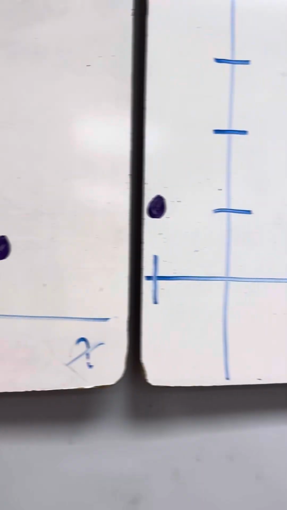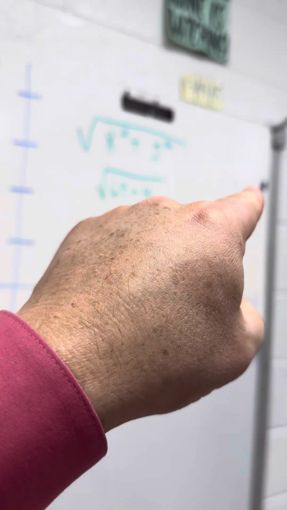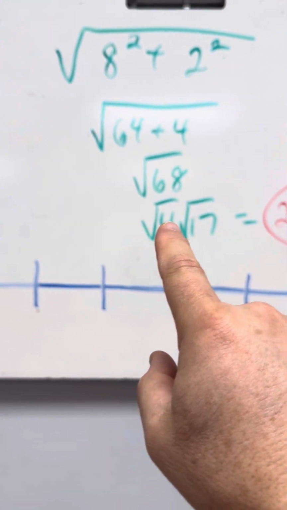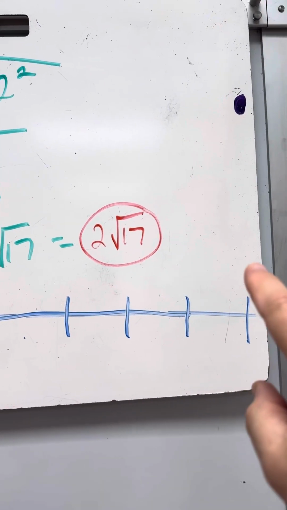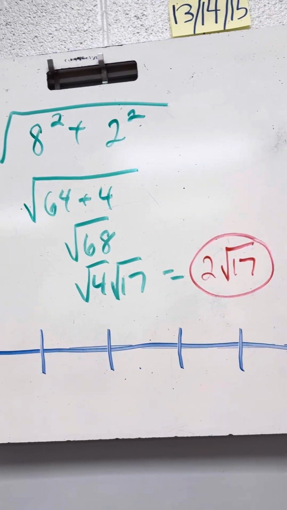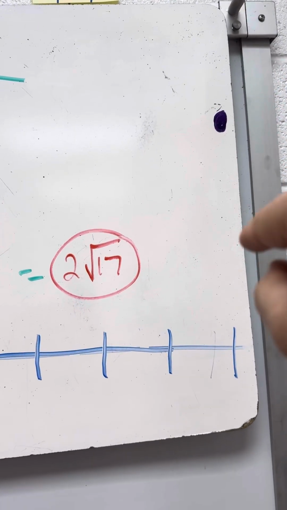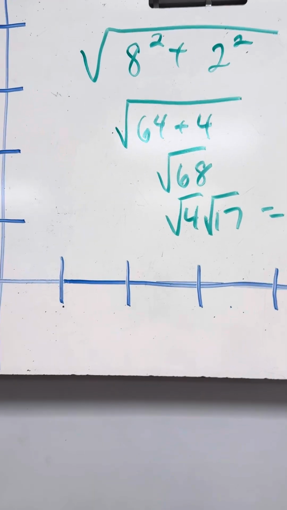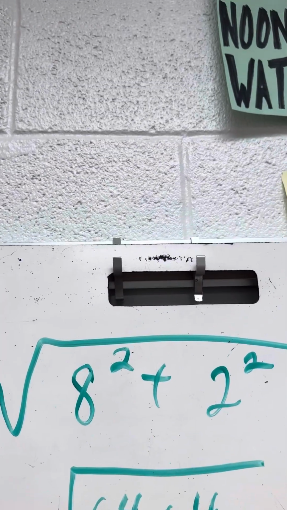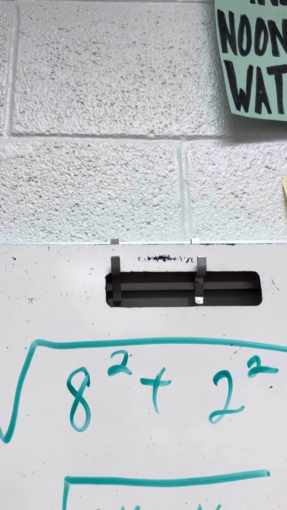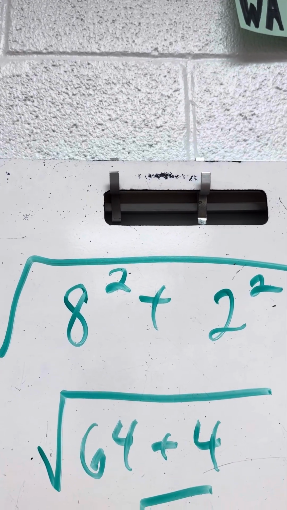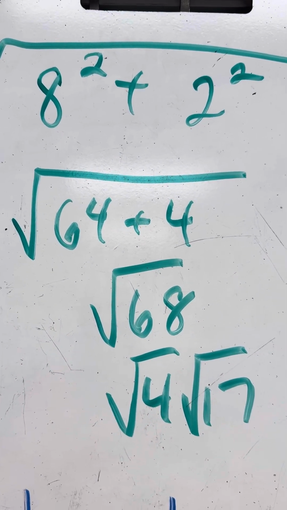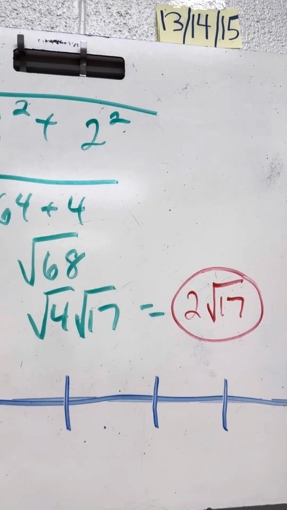Okay. Over here, a point here and a point there. What do I want you to do? Same thing. I want you to count 1, 2, 3, 4, 5, 6, 7, 8. And then go up 1, 2. It's easier to count on Delta Math because they have all the squares there. All right. So it's square root of 8 squared plus 2 squared. 8 squared is 64. 2 squared is 4. 64 plus 4 is 68. 4 goes into 68 17 times. The square root of 4 is 2. 2 square root of 17. Done.